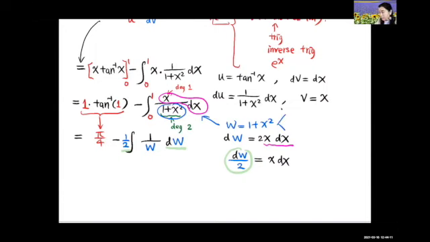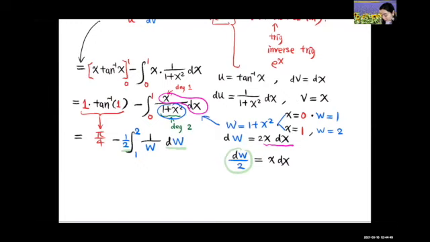So when x equals 0, substitute x to be 0. What does w here equal to? 1. So the lower limit here will be 1. When x equals 1, what does w equal to? 2. So the upper limit here will be 2. Remember to change the upper and lower limits after you do the substitution.